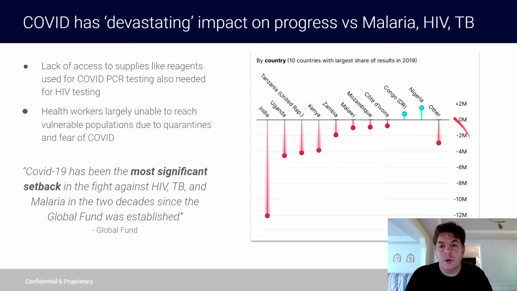So this chart over here really shows you the impact. This is the reduced amount of HIV testing that occurred as a direct result of COVID in Africa. And so I'll just highlight this quote over here from the Global Fund that COVID has been the most significant setback in both HIV, TB, or tuberculosis, and malaria in the 2 decades since the Global Fund was established.